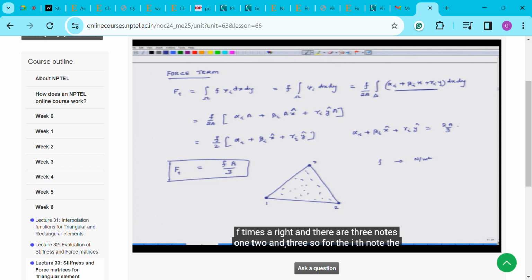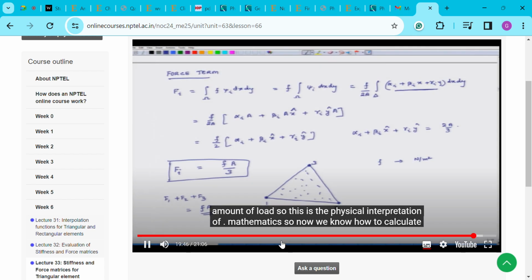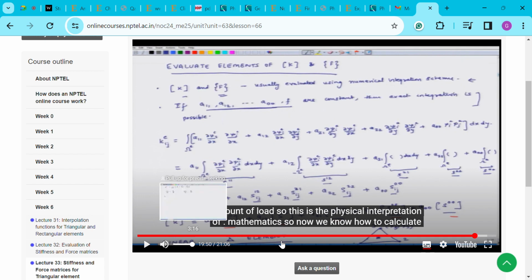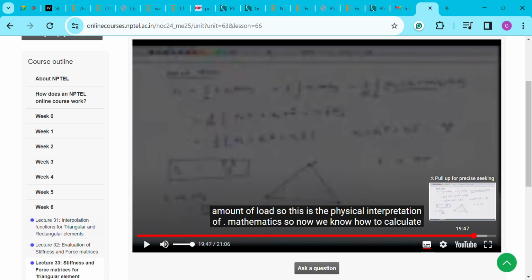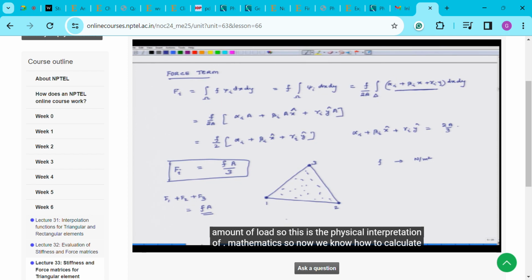And there are three nodes 1, 2, and 3. So for the ith node, the total force which will be exerted on the ith node will be one third of that total force. Basically the concept is this one only: F1 plus F2 plus F3 is F times A. Total forces acting on nodes should be equal to force times the overall area.